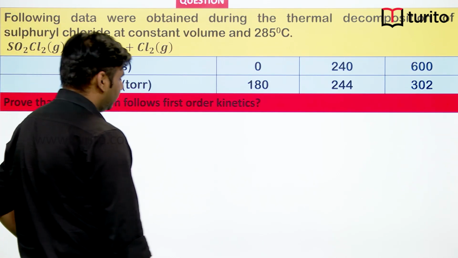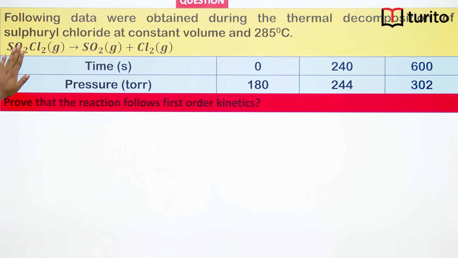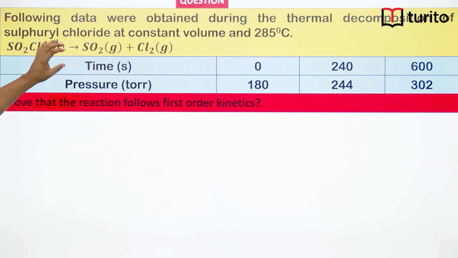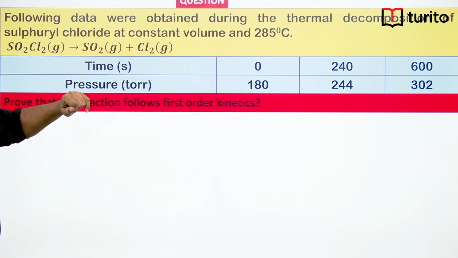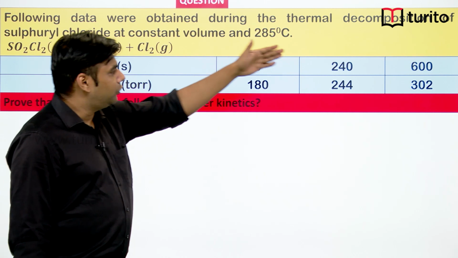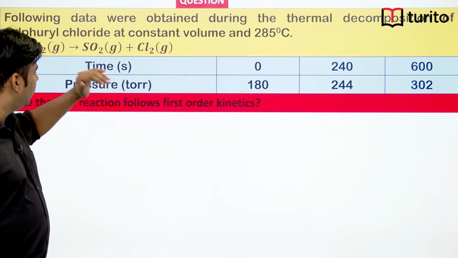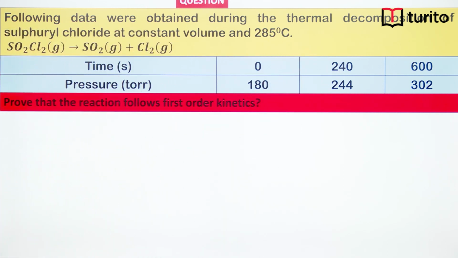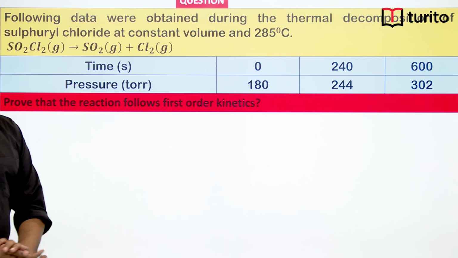So just solve another question. Okay. So this is basically saying that there is a sulfuryl chloride that is decomposing into SO2 gas and Cl2 gas. Again a balanced reaction. Time and pressure has been given to you. At time t equals 0 we are having a pressure of 180 torr. At time 240 seconds we are having the total pressure as 244, and at time 600 we are having a pressure of 302. So basically you have to prove that the reaction follows first order kinetics.